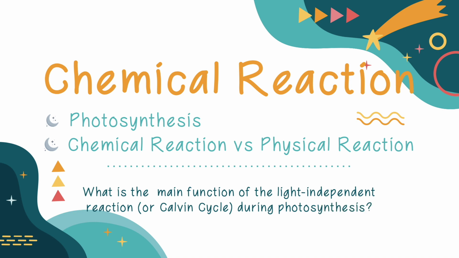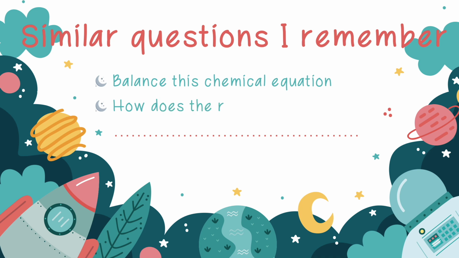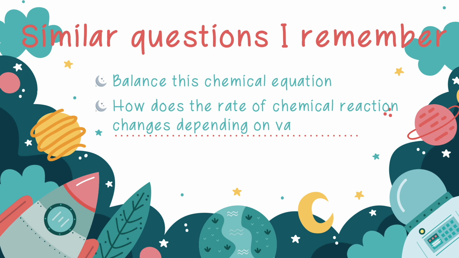These are some of the questions I remember from the test, such as balance this chemical equation, and how does the rate of chemical reaction change depending on variables. You might also want to study lightly on the pH scale, as I remember seeing 1 or 2 problems regarding that.